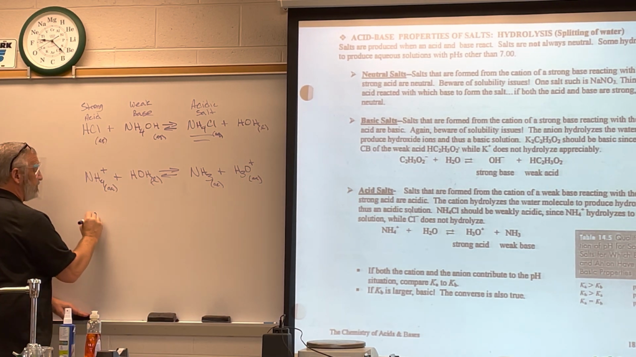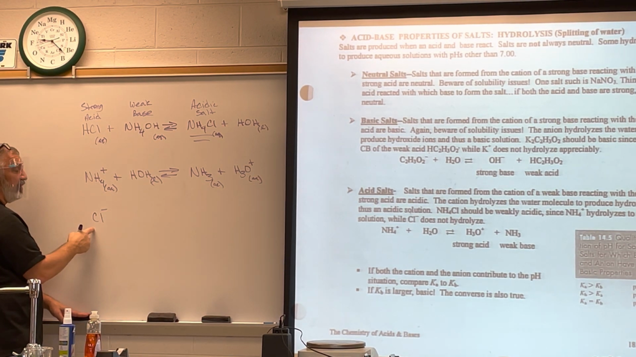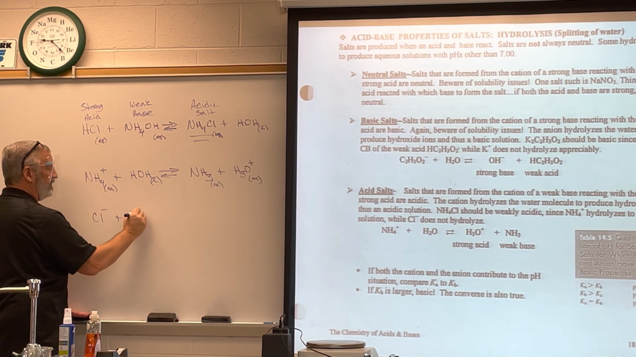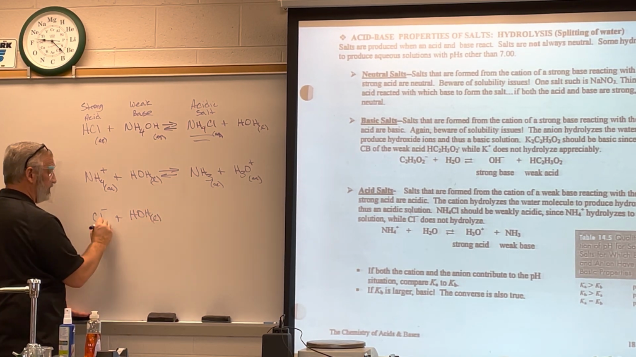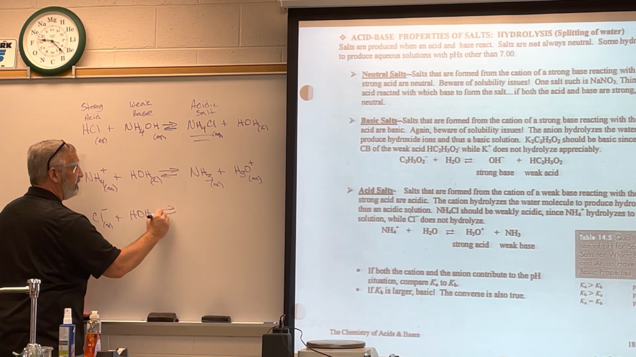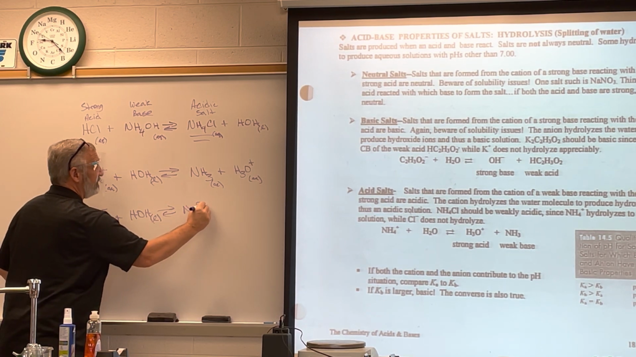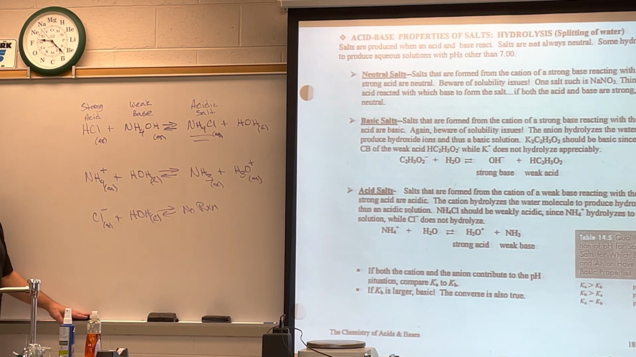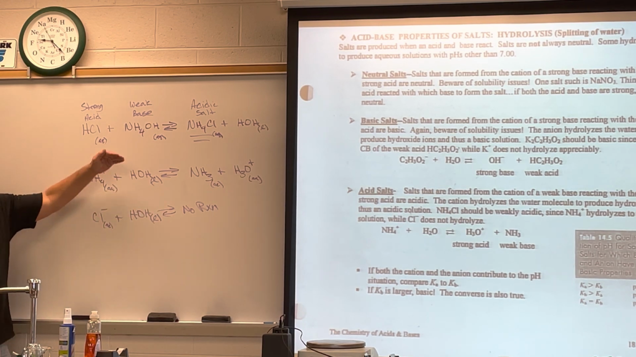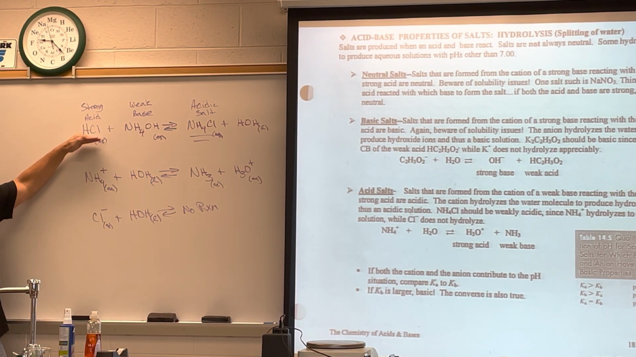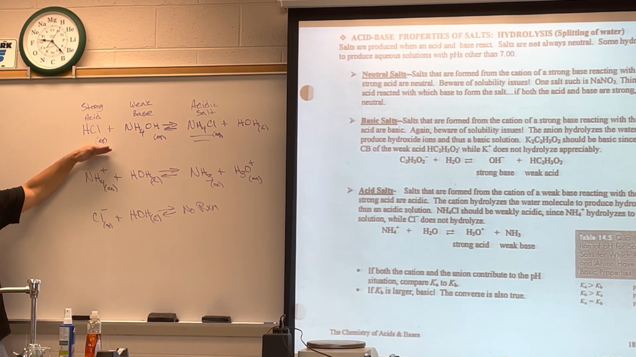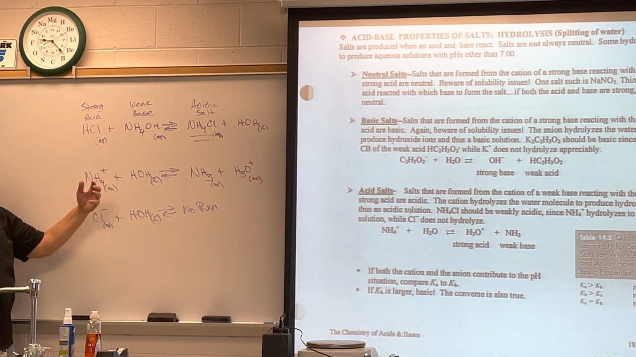Now the Cl minus, that's the part that came from the strong. When it reacts with water, it's not strong enough to do anything. There's no reaction. So we just get the acidic salt. So the thing that comes from the conjugate of the strong is always a spectator ion. It's the conjugate of the weak that's going to react with water.